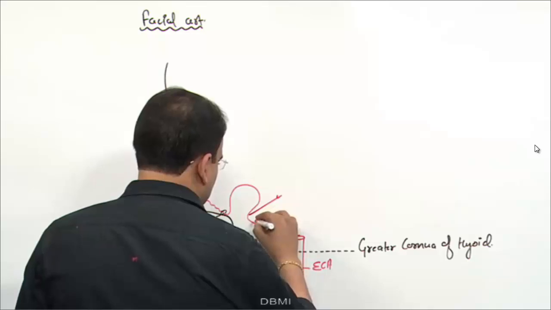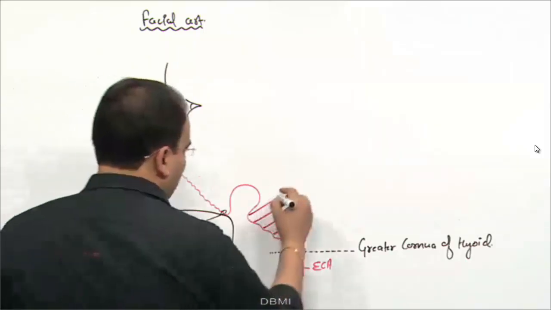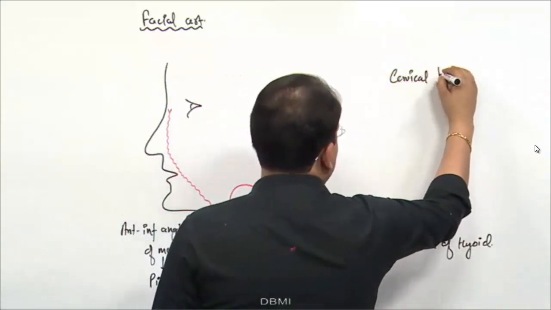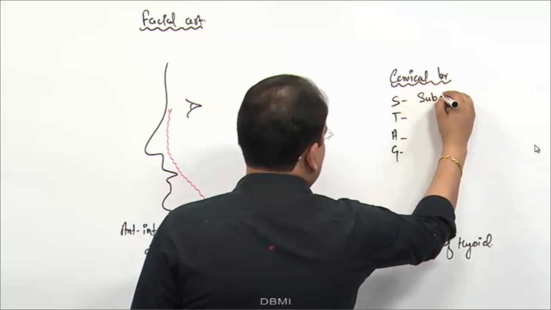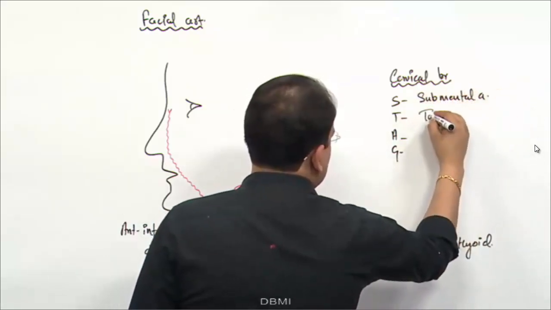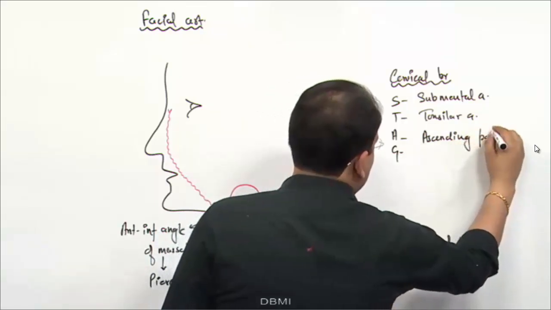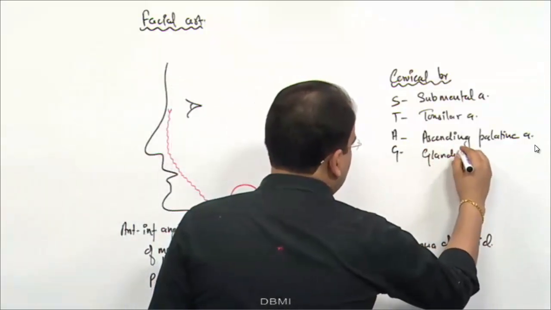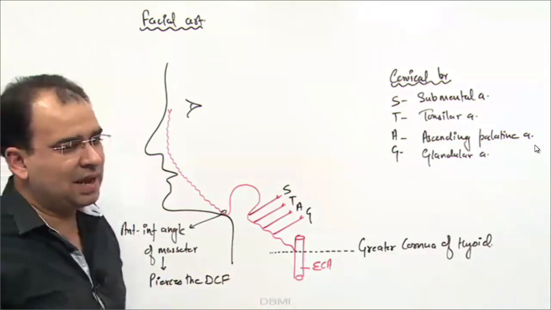So the four branches in the cervical course, we can remember them as STAG. Cervical branches, you can remember with the mnemonic STAG, S-T-A-G. S is submental artery, T is tonsillar artery, A is ascending palatine. Remember the ascending palatine artery which we saw between the base of skull and the superior constrictor, and G is glandular artery, the one which supplies the submandibular gland. Submental, tonsillar, ascending palatine and glandular, these are the cervical branches of the facial artery, the STAG.